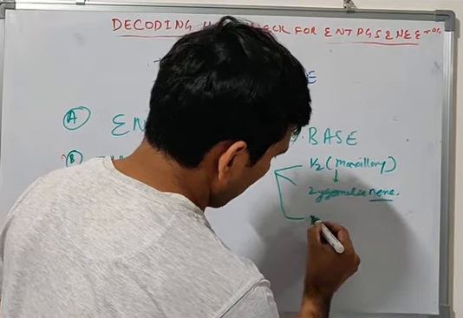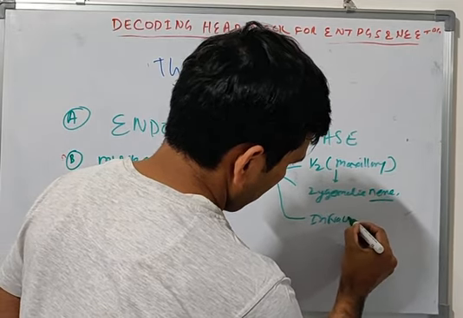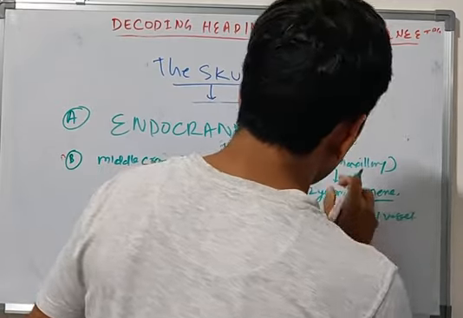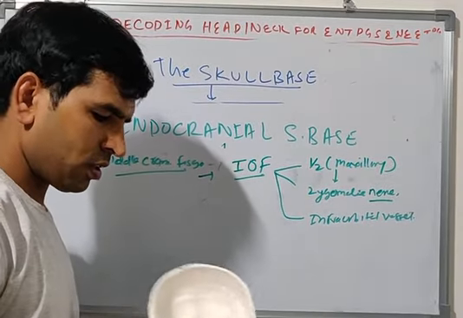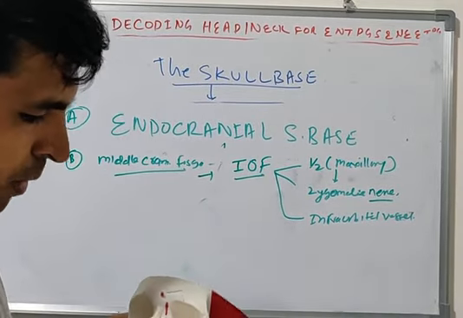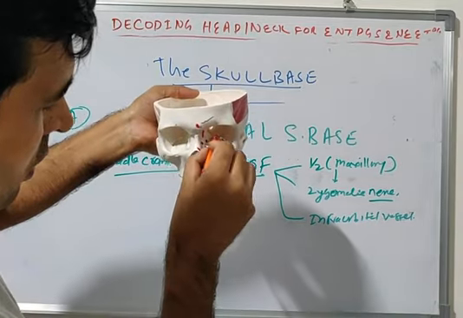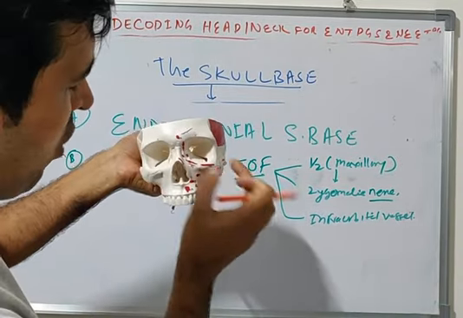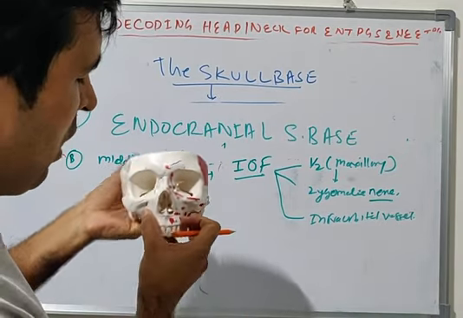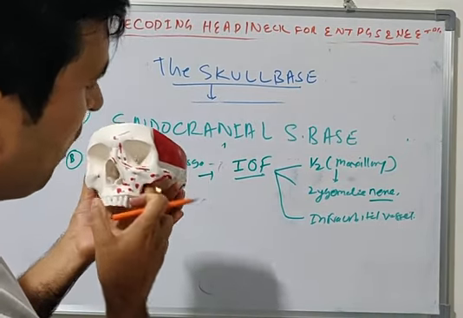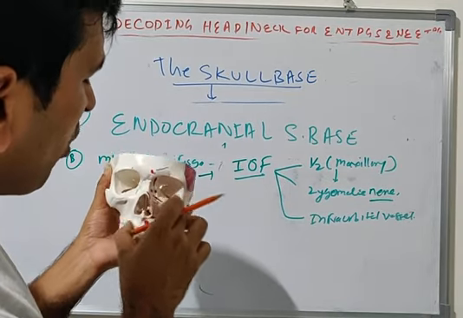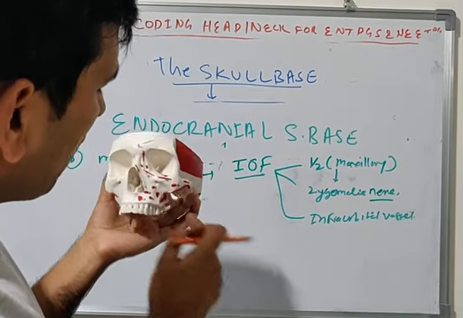And you may find the infraorbital vessels. These three structures pass through here. I will show you the inferior orbital fissure. Okay. So this is the inferior orbital fissure. This connects the orbit to the infratemporal fossa. This orbit is connected through the inferior orbital fissure to the infratemporal fossa.